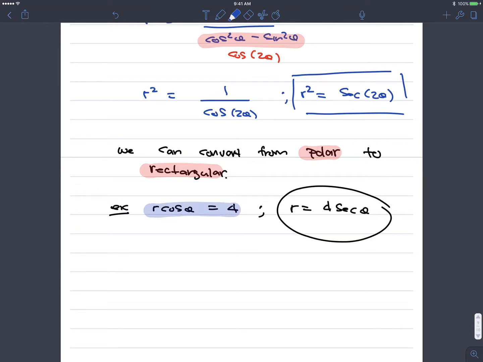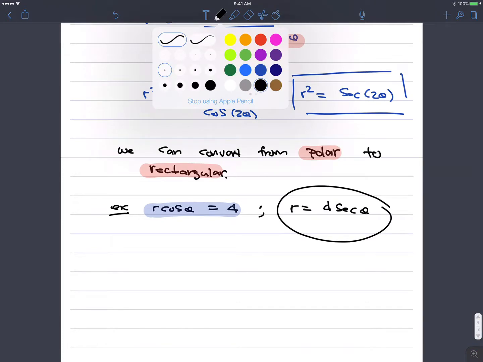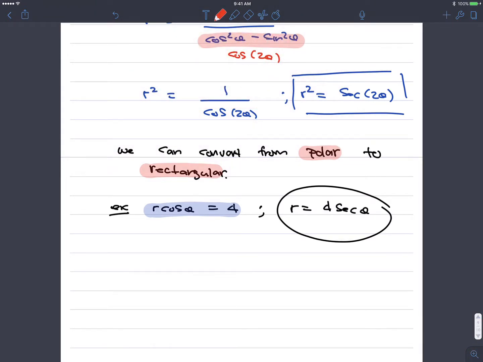So even if they gave you r is 4 secant theta, you could do the algebra, because you can say, oh, I know, secant theta is 1 over what? Cosine. So this is r is 4 over cosine. I can multiply both sides by cosine. And notice I get r cosine theta is 4. I just want to point that out to you. They didn't give it to you as r equals, and they don't have to.